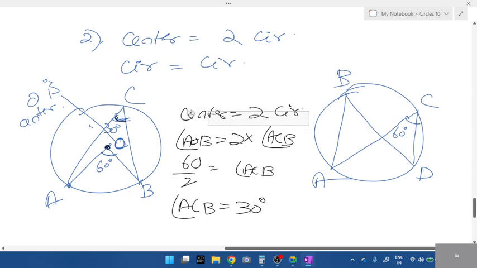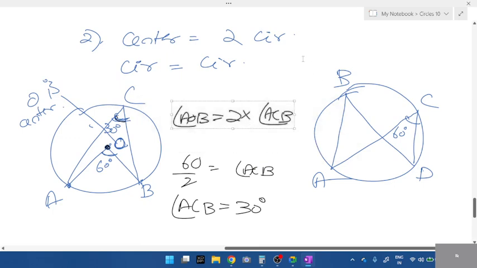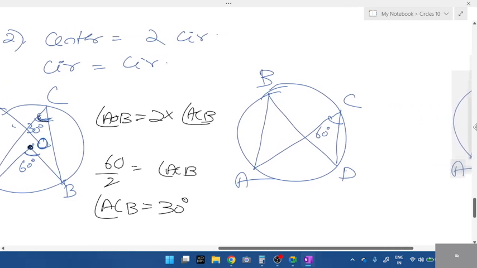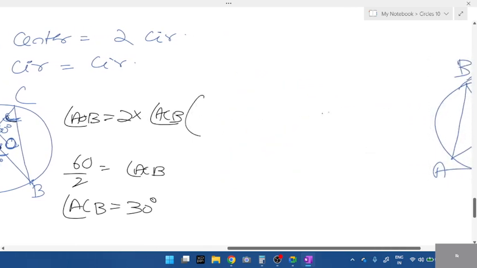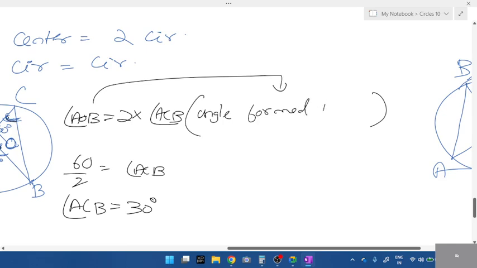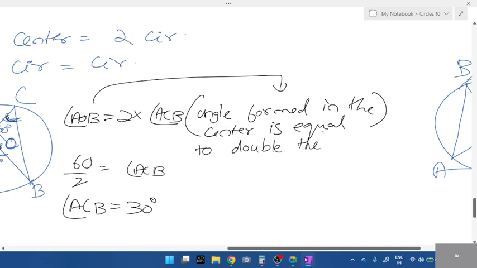And don't write just center is equal to twice circumference. You should write the complete statement. Once you write this, look here, next to this or below that you can write. Just copy from your textbook, students. You'll have that statement. Or tell me this and look at this and tell me: angle formed on the, where is angle AOB? Angle formed in center is equal to, convert this into sentence, twice, or you can write double. Or you can just write twice, students.